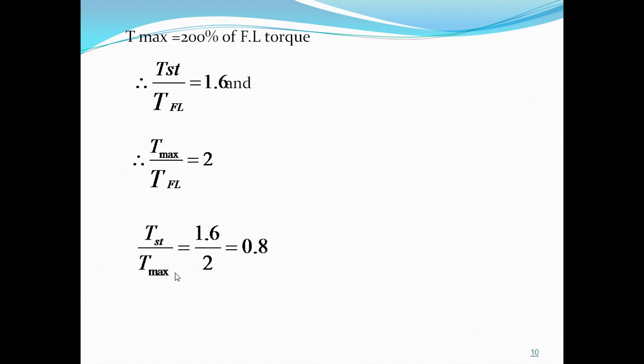So that is 2. So T starting by T max is equal to 1.6 by 2. This is equation 1 and this is equation 2. So T starting by T maximum is equal to 0.8, that is 1.6 by 2.